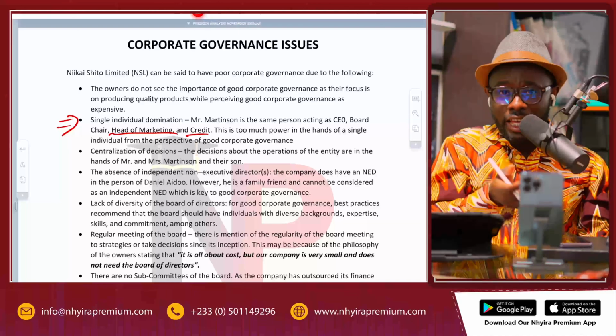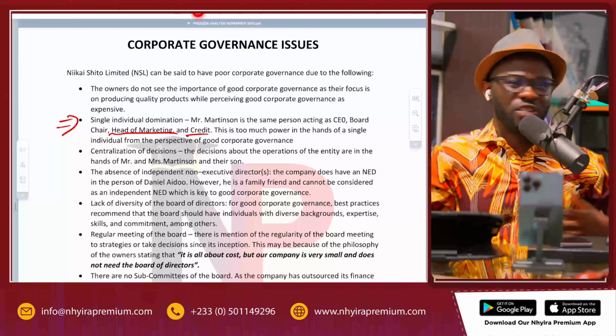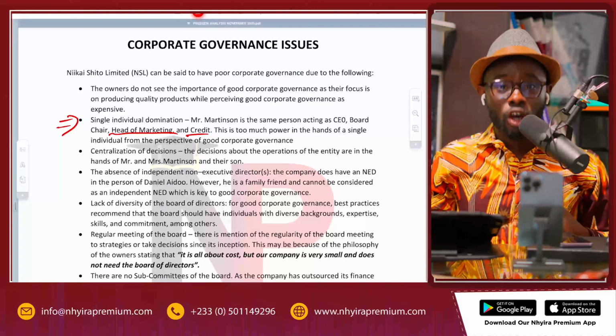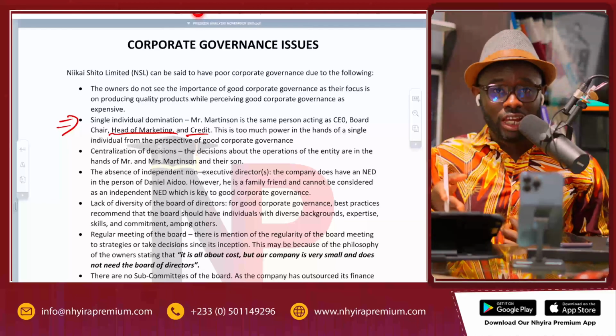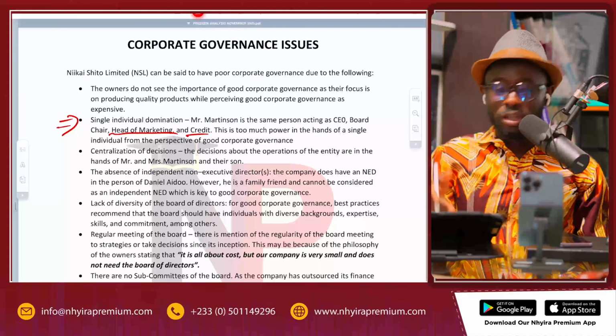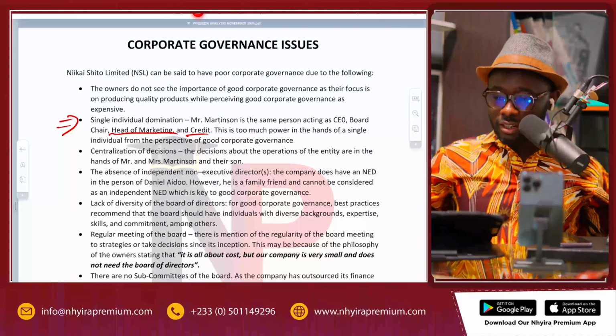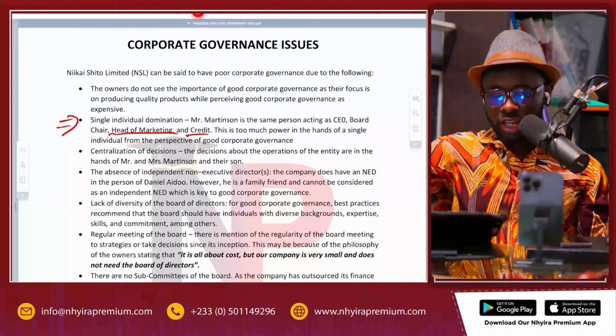So if the examiner throws you out generically to explain the governance issues in your friend NSL, you don't say, "Oh, it's a family owned business, so single individual domination is not a problem." No, it's a problem. That is why they are not able to get the loan they want to get. That is why they are not able to grow the way they want to grow, because one person or just a few people are doing things. There has to be that level of segregation.